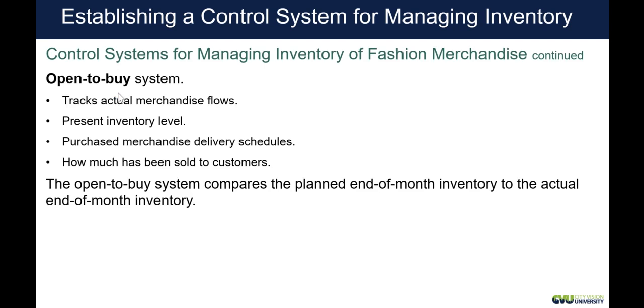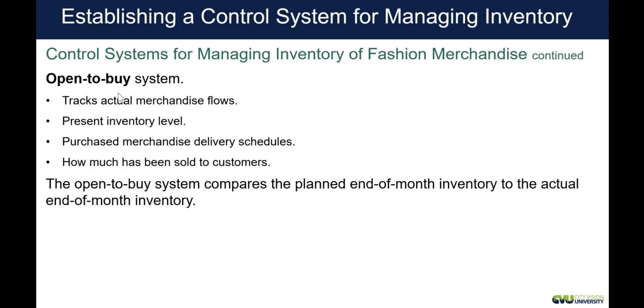Now, another way to look at it would be the open to buy system. The open to buy system is nice because it tracks the merchandise flow, right? You've got the present inventory level, right? And then it figures the purchased merchandise delivery schedules and how much has been sold. So what the open to buy system does, it looks at the end of month, right? It says, okay, the end of month, this is what our plan was. Our plan was to have this much, or we figured, right? We started with $100. We purchased $300, gives us $400.